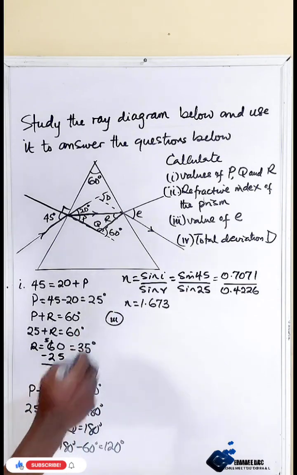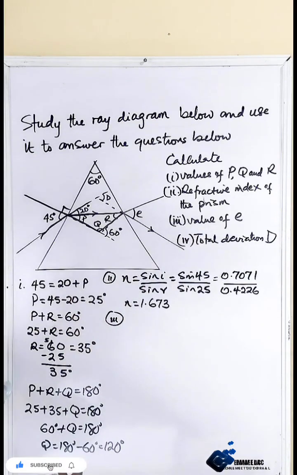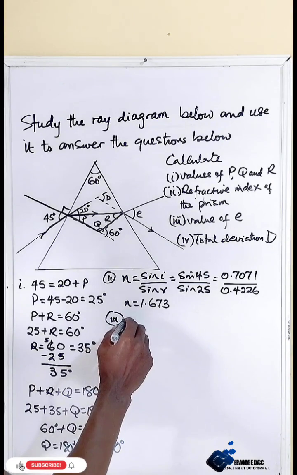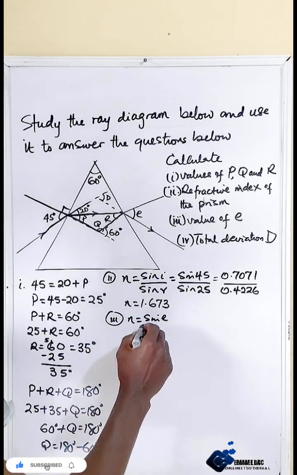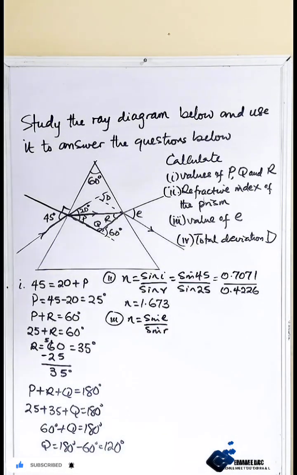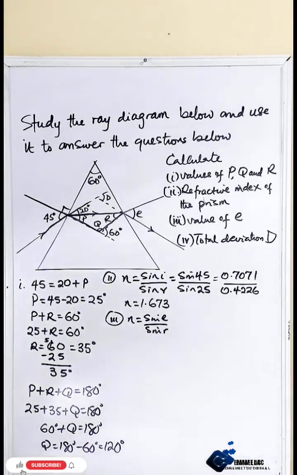So the next one is number 3, and this is number 2. Now for the next one, we are asked to find the value of the emergent angle. For the emergent angle here, take note that N will now be equal to sine E all over sine R, where E is actually the emergent angle. So here we have it.